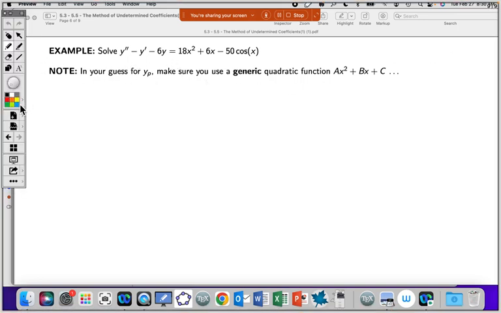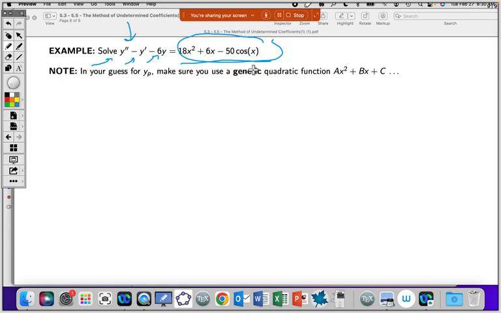Let's take a look at this equation. We've got y double prime minus y prime minus 6y equals 18x squared plus 6x minus 50 cosine x. So on the left-hand side, the highest derivative is the second. So it's second order. The coefficients of y and its derivatives are constants. So it's a constant coefficient equation. And this is equal to something that's not 0. So this is a non-homogeneous constant coefficient equation where the f of x is built up of polynomials and cosines.